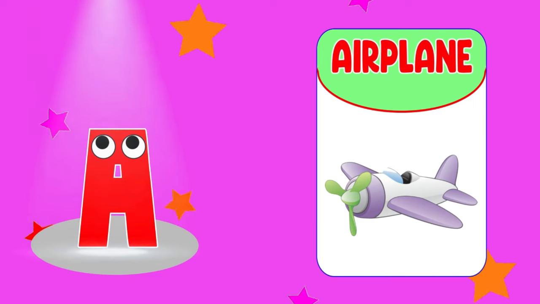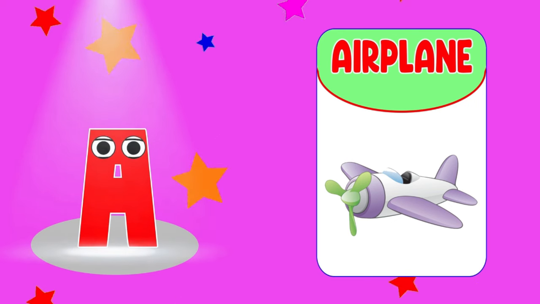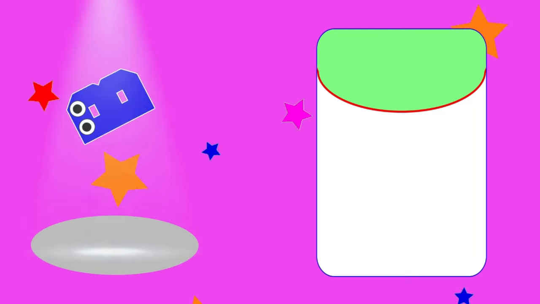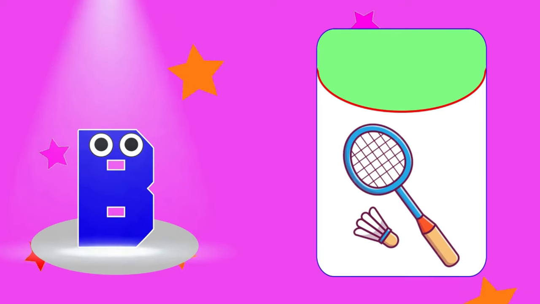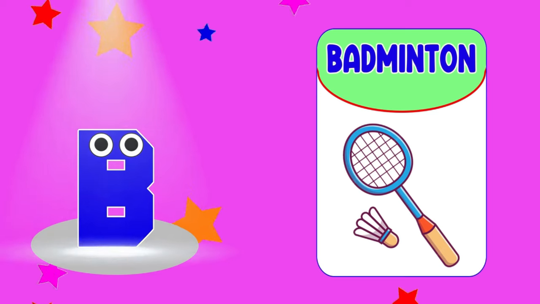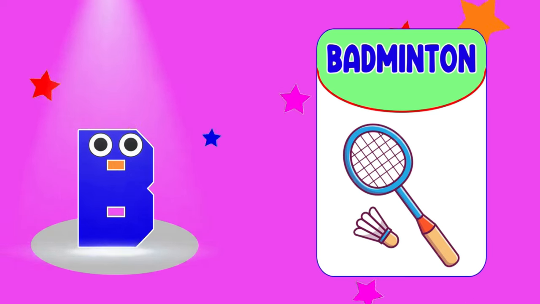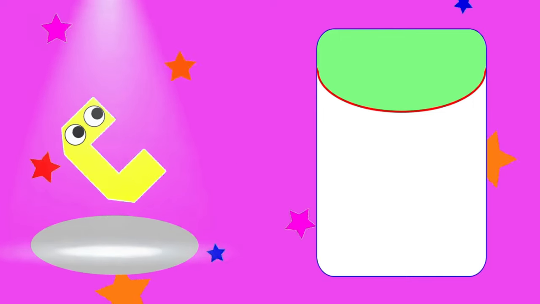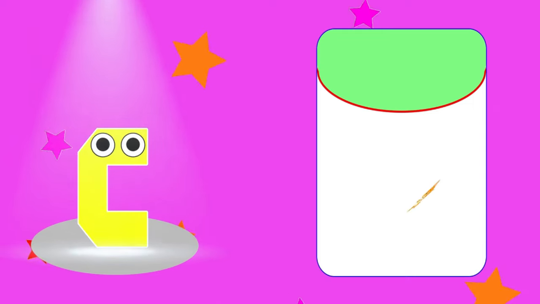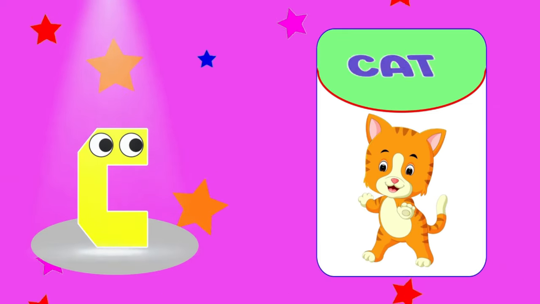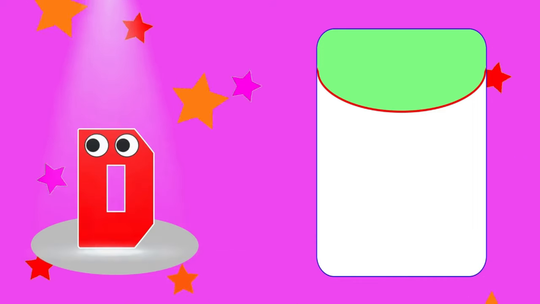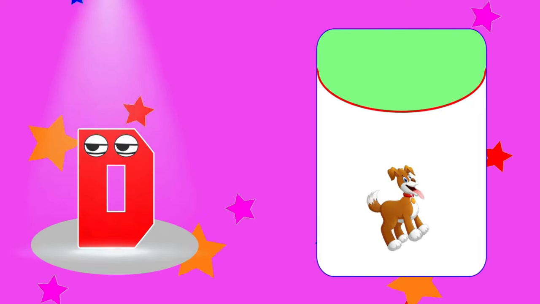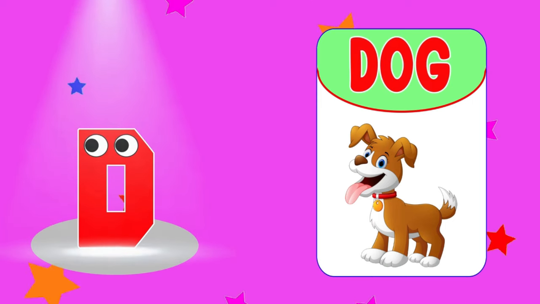A for airplane. B for badminton. C. C for cat. D. D for dog.